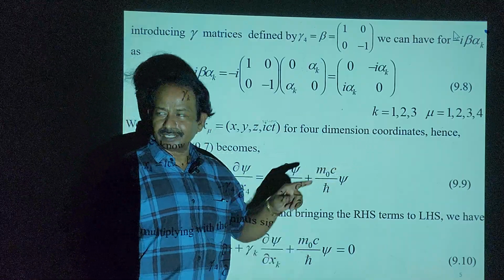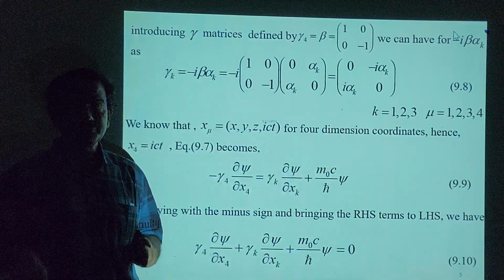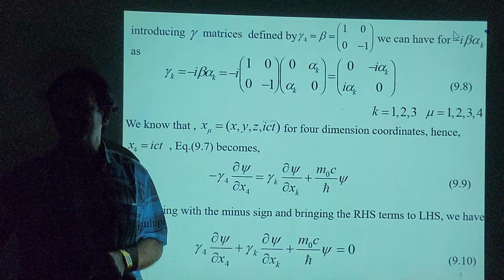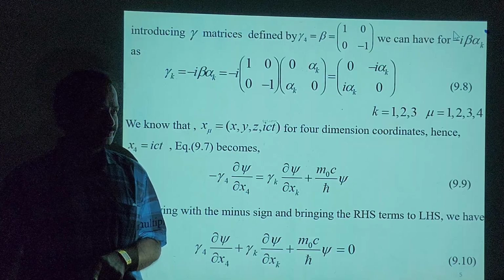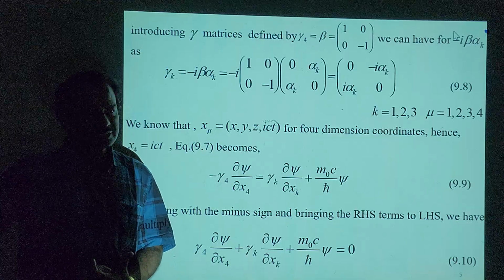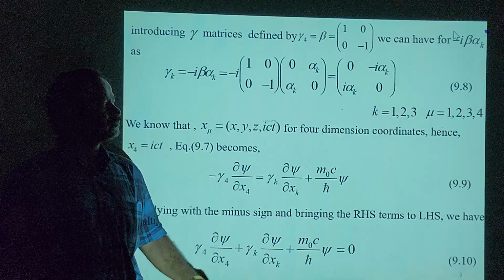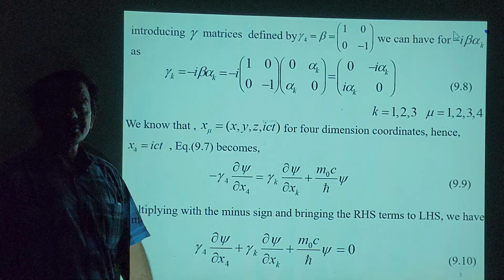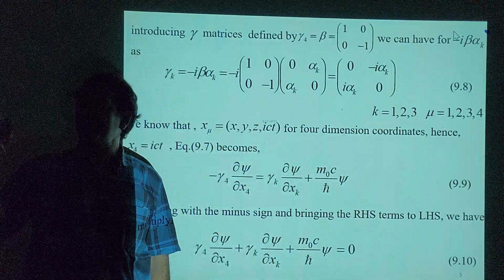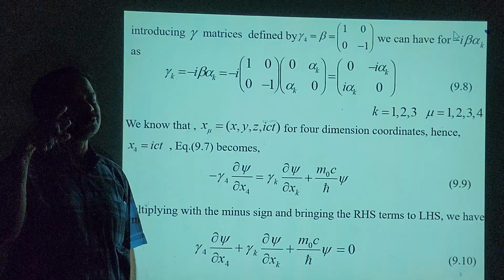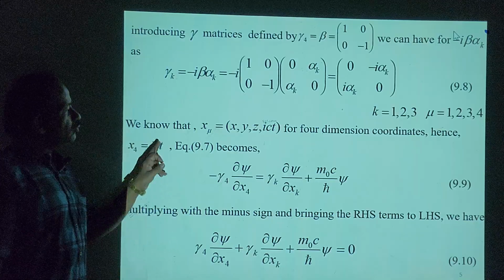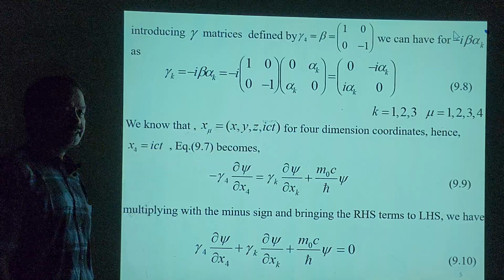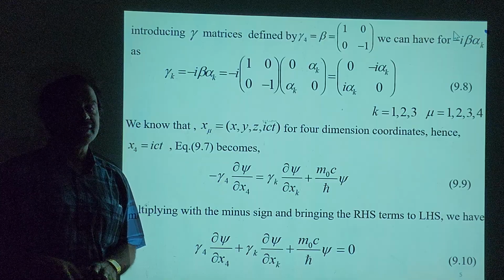Don't forget, very important thing is k will go from 1 2 3, the space coordinates, and mu goes from 1 2 3 and the fourth one, the time coordinate. So mu stands for 1 2 3 4. The first 3 stand for space coordinates, the last one stands for beta. Any doubt? So k equals 1, 2, 3 and mu equals 1, 2, 3, 4. Wherever you find mu, remember that this is 1, 2, 3, 4. Wherever you find k, remember this is 1, 2, 3. So we know that x mu is nothing but your x, y, z, comma, ict. 4-dimensional coordinates exist.